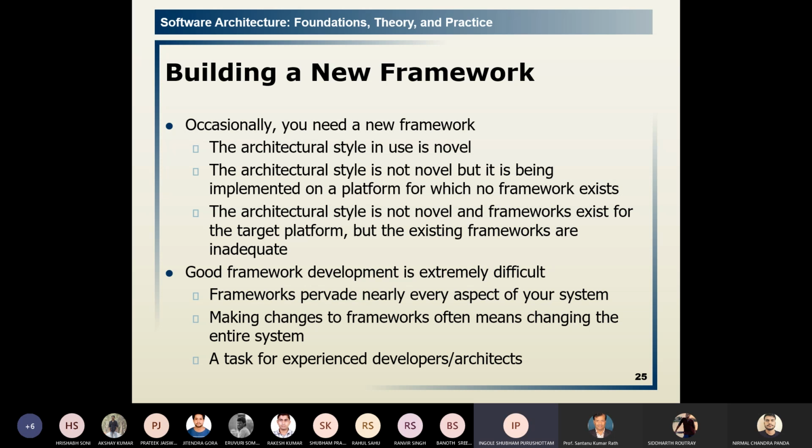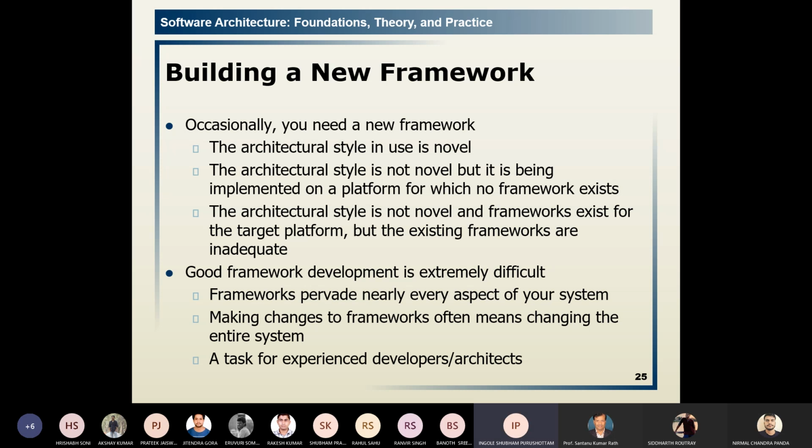The third is that the architectural style is not novel and a framework exists for the target platform, but the existing frameworks are inadequate. We have chosen an architectural style, and a framework is available, but the framework is inadequate. That's why we need a new framework.